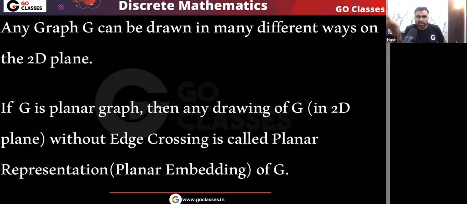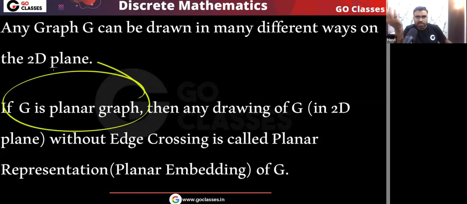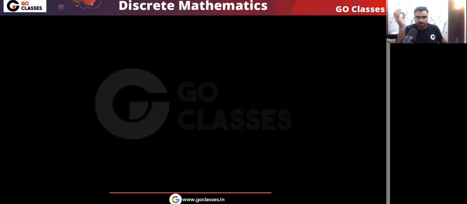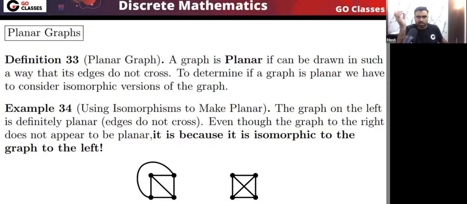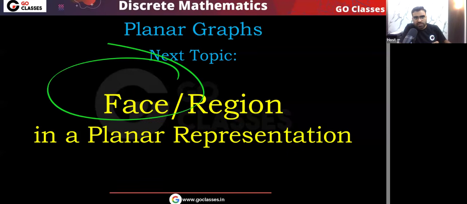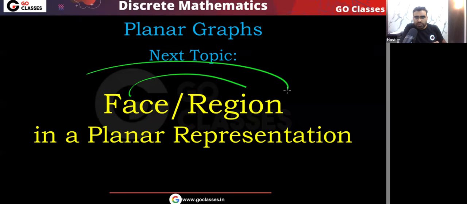But there can be more ways. If G is a planar graph, then any drawing without edge crossing is the planar representation. This definition we have already seen. Now let's see the next concept, that is face or region in a planar representation. What is the concept of face? Remember, face or region both are the same.